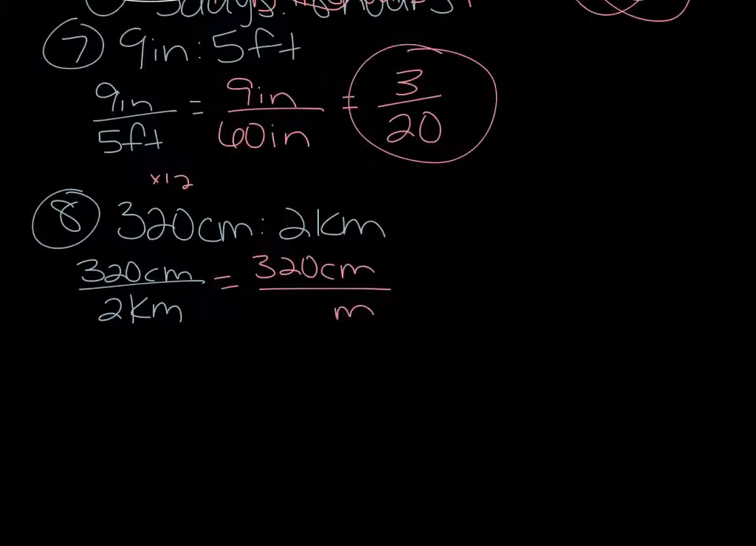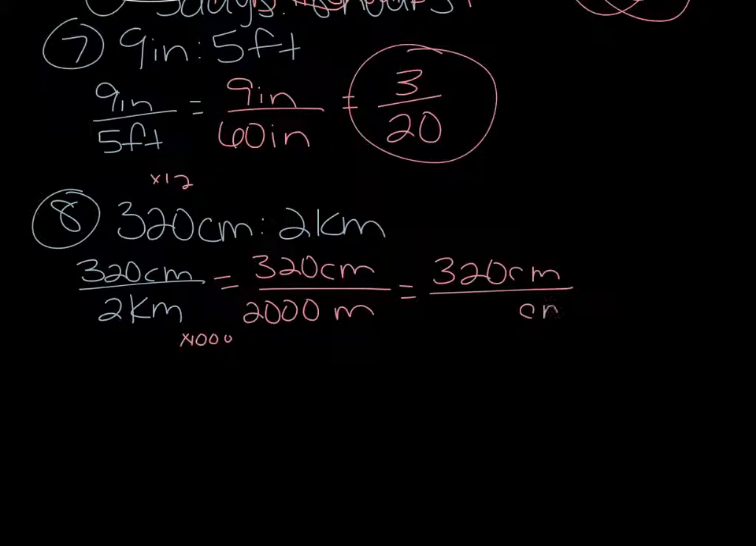Okay? So how many meters are in a kilometer? 1,000. So now I have 320 centimeters to 2,000 meters. And then, once again, the centimeter stays the same. And then I can change the meters to centimeters by multiplying by what? 100, which basically means just adding 2 zeros. So I have 320 centimeters to 200,000 centimeters. So I can divide out a 10. Now I need to simplify 32 over 20,000. What can you divide out of both of those?